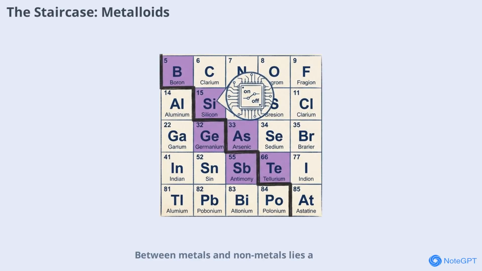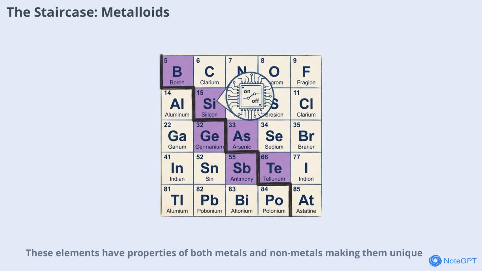Between metals and nonmetals lies a staircase-shaped region occupied by the metalloids. These elements have properties of both metals and nonmetals, making them unique. Metalloids are essential in technology, especially in electronics, because they can conduct electricity under certain conditions, acting as semiconductors.